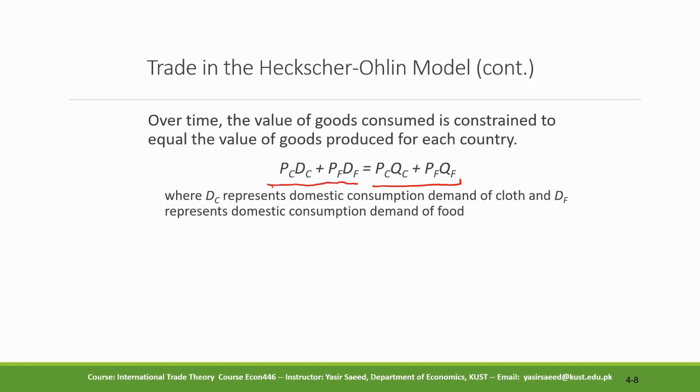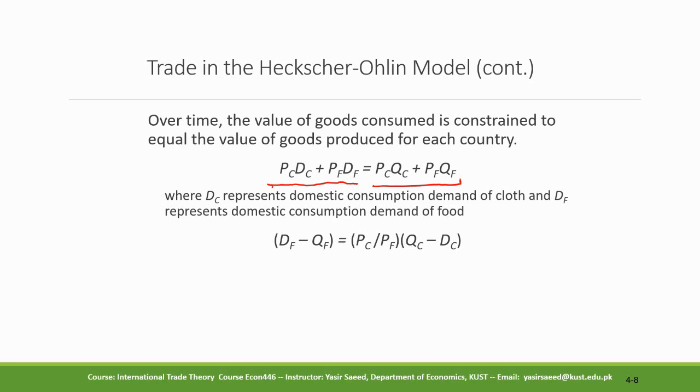So both sides should be equal. The price of the sell and the price of the purchase, both should be equal. So how does this work? Rewriting the equation, we get DF minus QF.